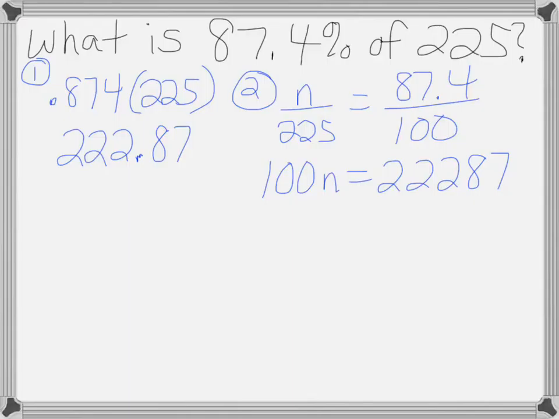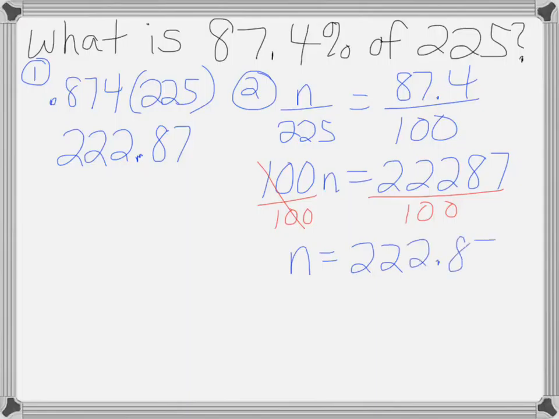Then we're going to divide both sides by the number in front of the letter, which is 100. So divide by 100, those will cancel. And we end up with the same answer. N is 222.87. So you can use either method. They both come out the same. The first one is just a little bit faster.